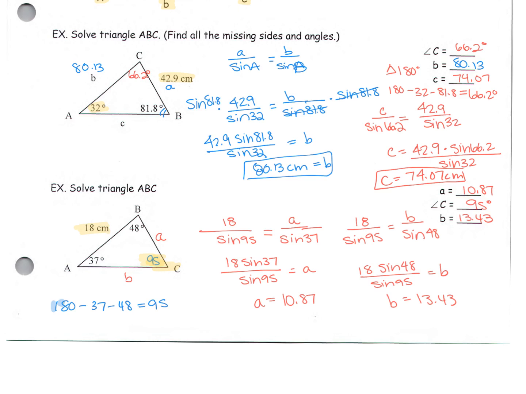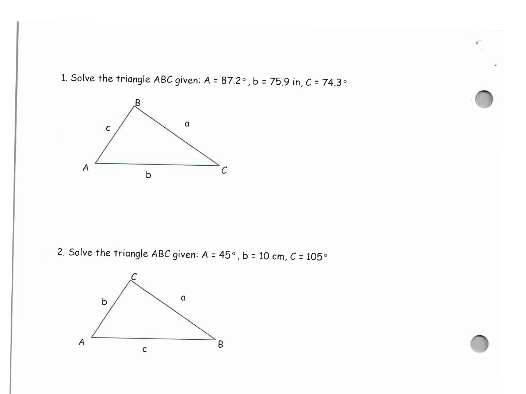So let's flip it over and take a look at another example. Let's write in our information. So I know side B is equal to 75.9 inches, and angle C is 74.3, and angle A is 87.2. So let's go ahead and do 180 minus 87.2 minus 74.3. And when I do that, I find that my angle B is 18.5 degrees.